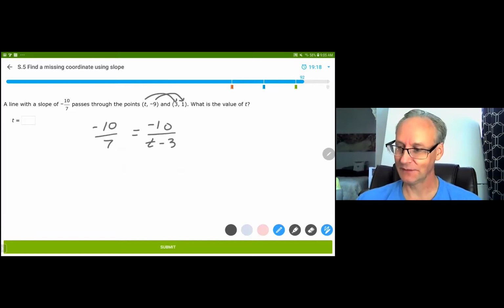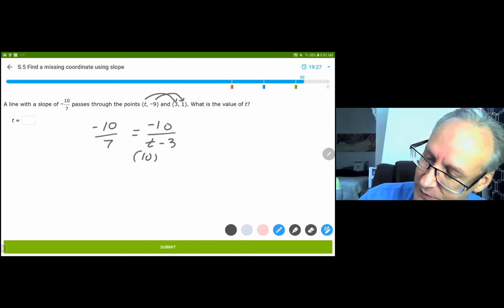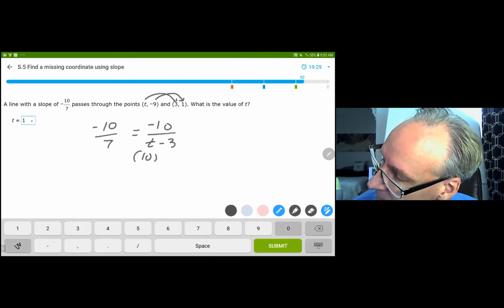I'm doing it in my head. I'm just saying 7 equals t minus 3. Of course, t has to be 10 in order for that to happen, doesn't it? Why not? I'll use my trick, 10.